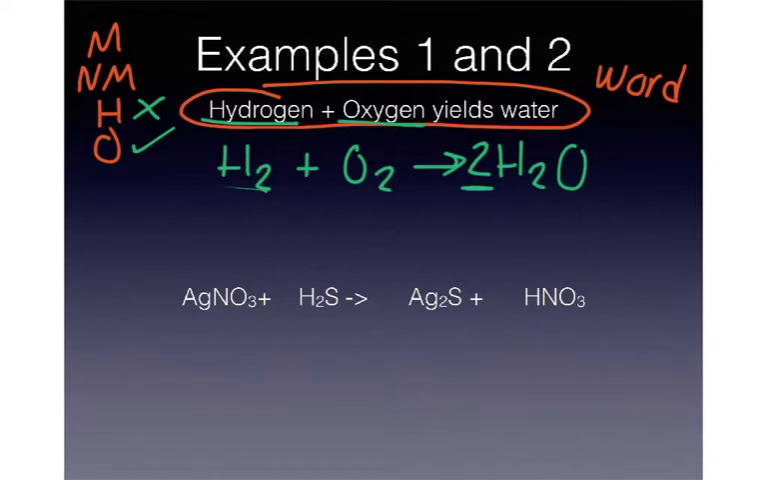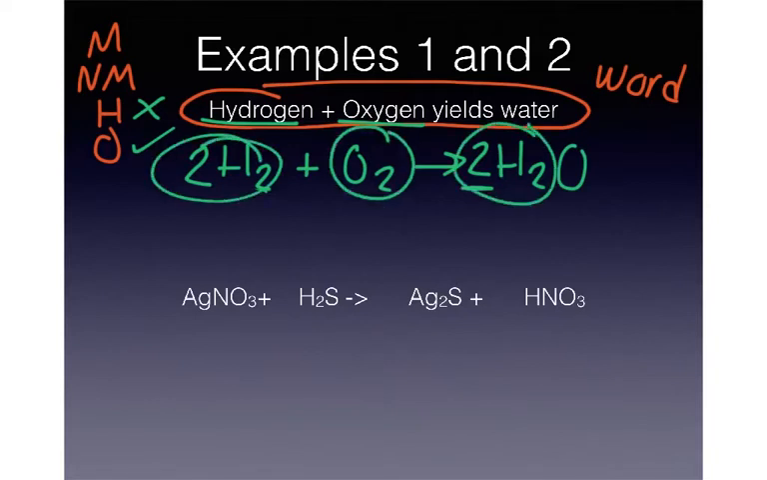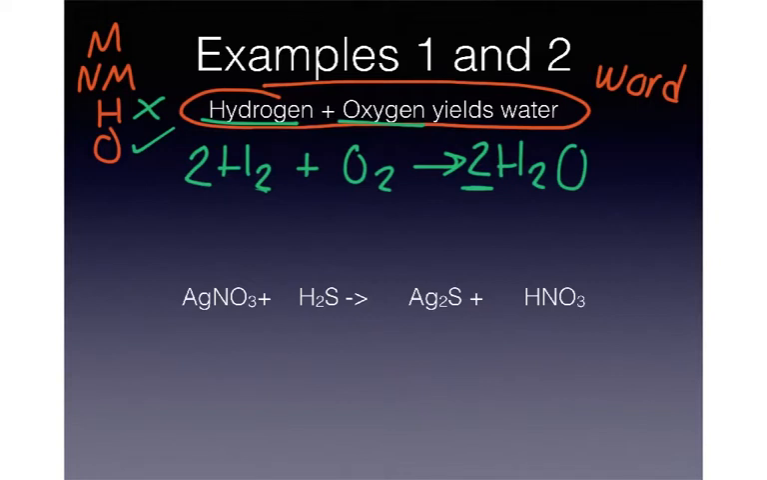So a simple way is just to add a 2 here, and then you just have to double check: is everything balanced? Well, here we have 4 hydrogens and 2 oxygens, and on this side we have 4 hydrogens and 2 oxygens. So yes, this does seem to be balanced, and you are done with the first example. Now on to example 2.